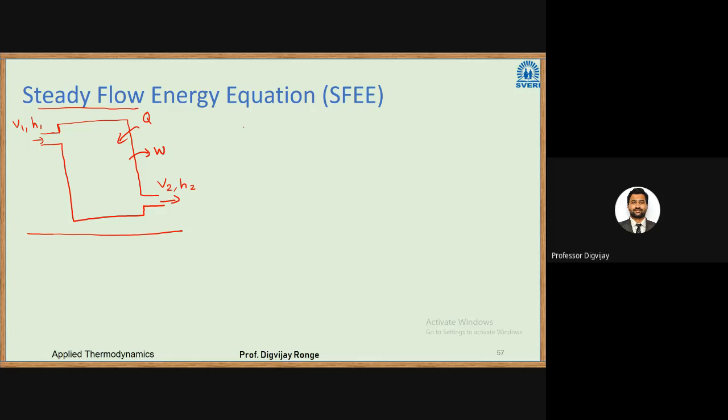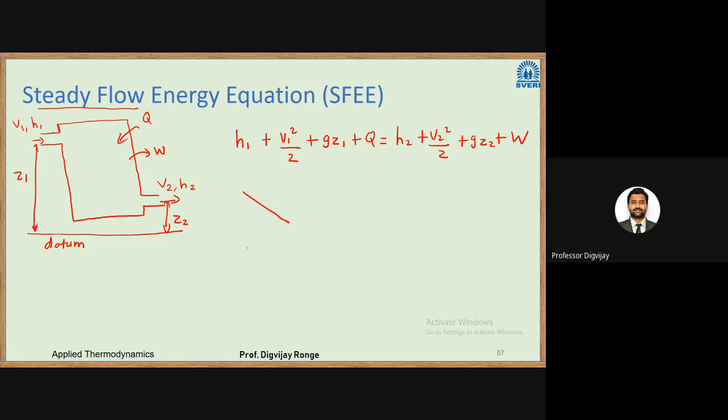Okay. So what is that equation here? Let us say this is a datum. Then we can say this height here is, let us say, Z1. Then let us say this height here is Z2. So the SFEE equation is given by h1 plus v1 square by 2 plus gZ1, sorry, here I have to add the Q, is equal to h2 plus v2 square by 2 plus gZ2 plus W. Okay. In most cases, if I take the example of a steam turbine, okay.